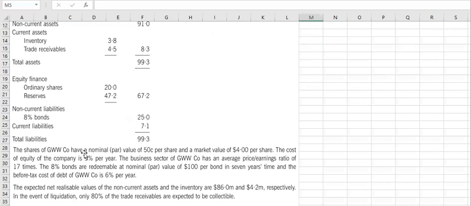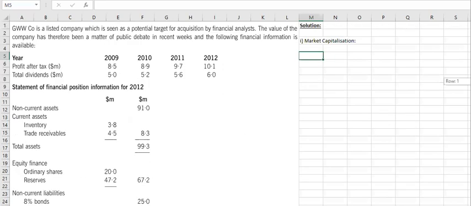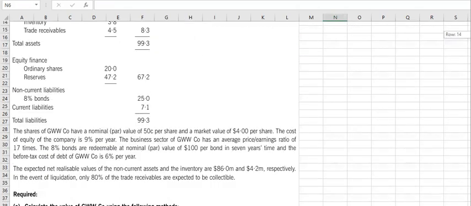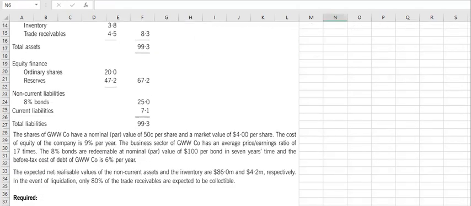So the shares of GW company have a nominal par value of 50 cents per share and the market value of $4 per share. So each share is currently traded at $4. So we'll be using this price to calculate the total value of the equity. So market price per share, it is $4. And the par value, the face value of each share was 50 cents. That's $0.5.